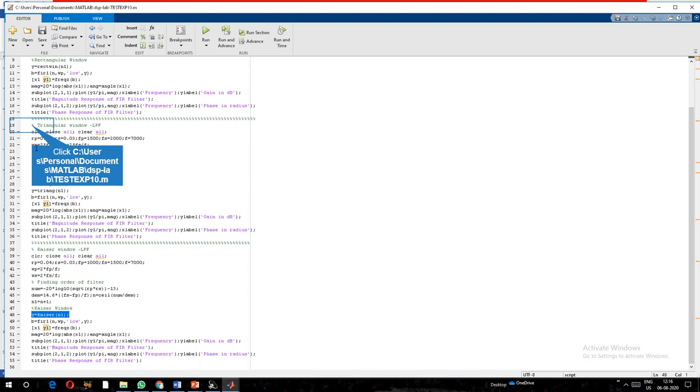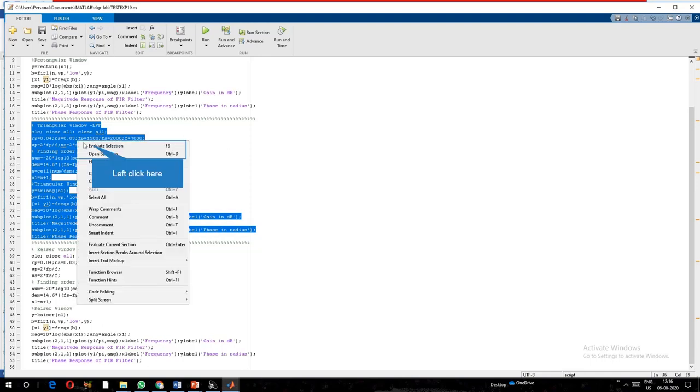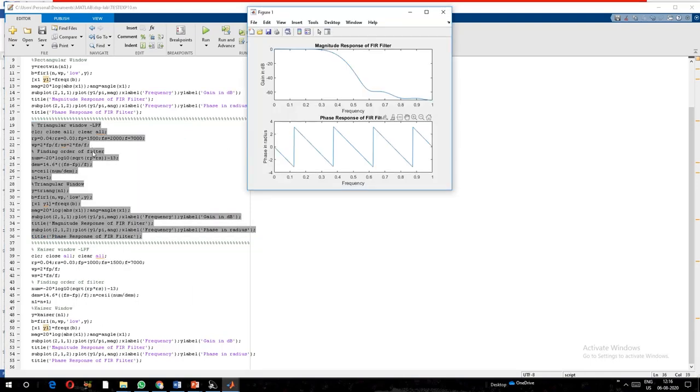Let me show the triangular window response. This is the triangular window based FIR filter. When we design the FIR filter based on the triangular window, this is the low pass filter. We have the magnitude spectrum on top, and the phase spectrum below.